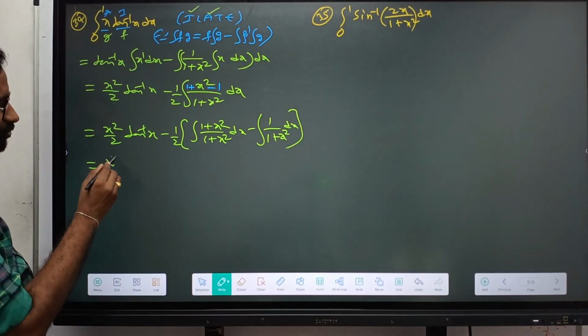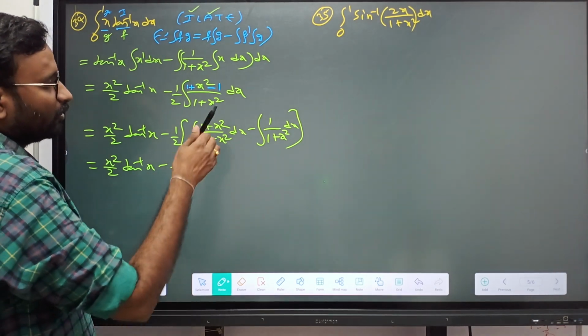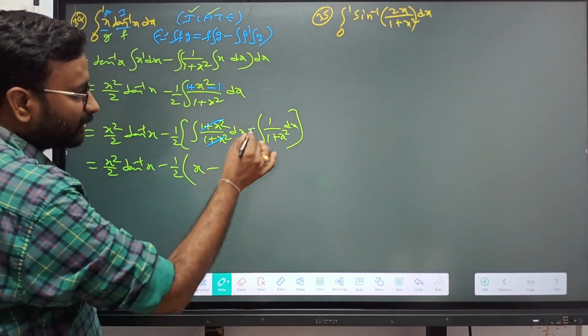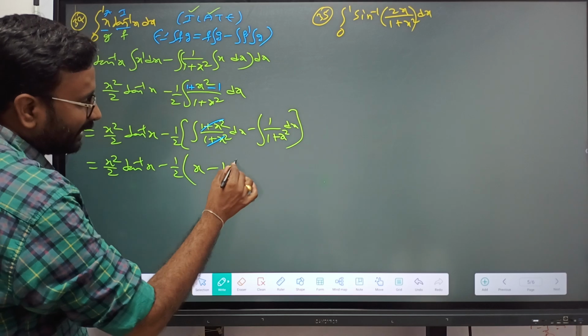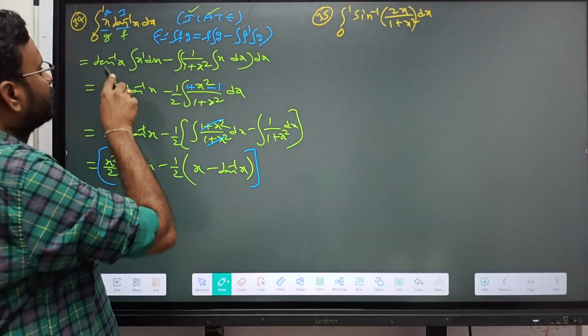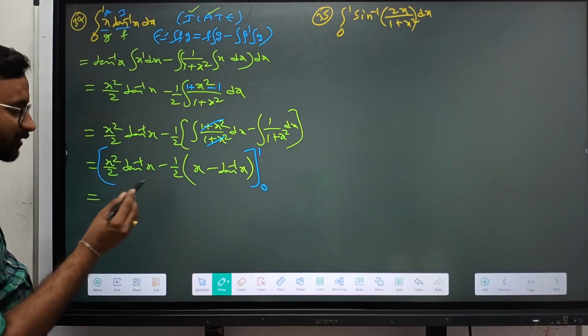So which is equal to x square by 2 tan inverse x minus 1 by 2 into these two will get integral 1 dx is what? x minus 1 by 1 plus x square, what? Tan inverse x. So what are the limits? Limits 0 to 1. Now substitute 0 to 1. First write 1.